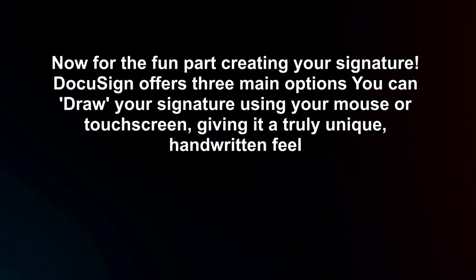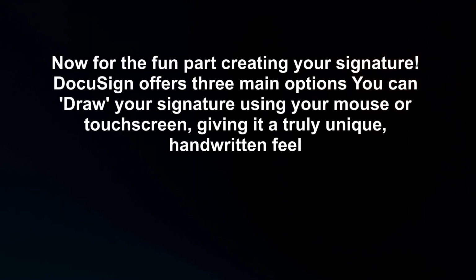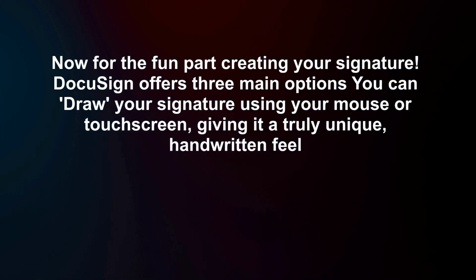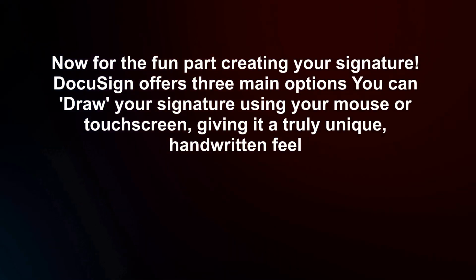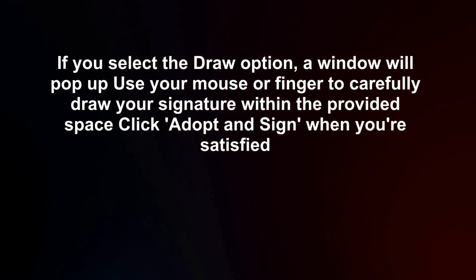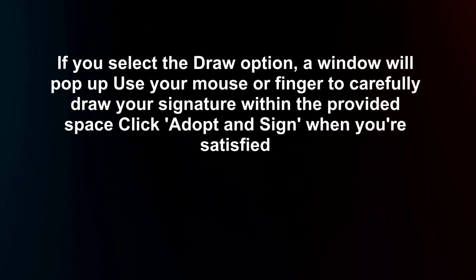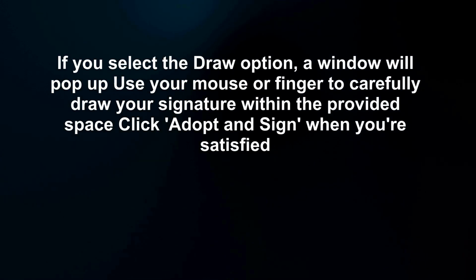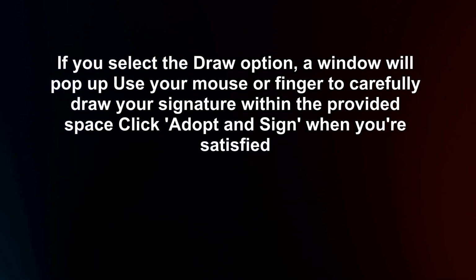Now for the fun part, creating your signature. Docusign offers three main options. You can draw your signature using your mouse or touchscreen, giving it a truly unique, handwritten feel. If you select the Draw option, a window will pop up. Use your mouse or finger to carefully draw your signature within the provided space. Click Adopt and Sign when you're satisfied.